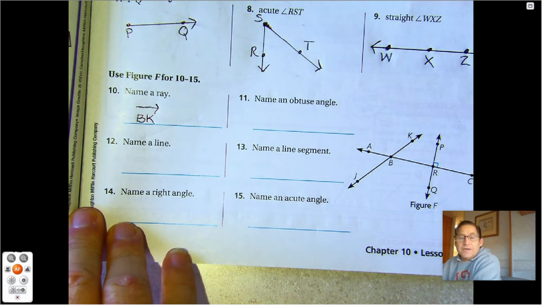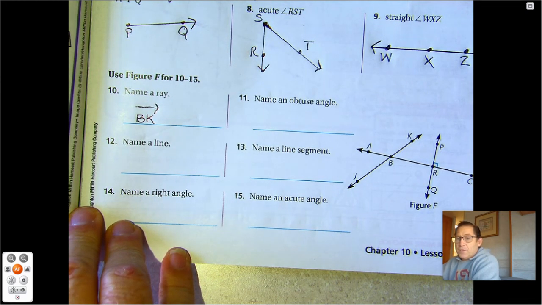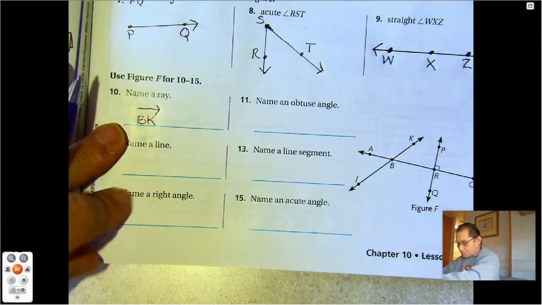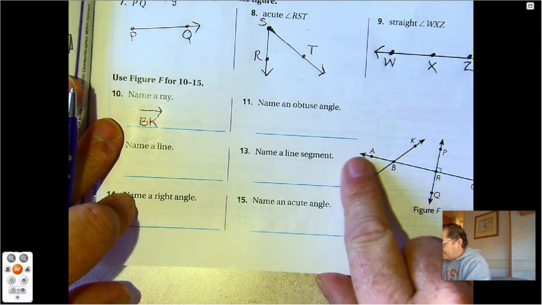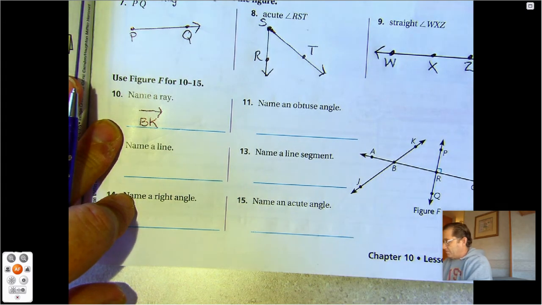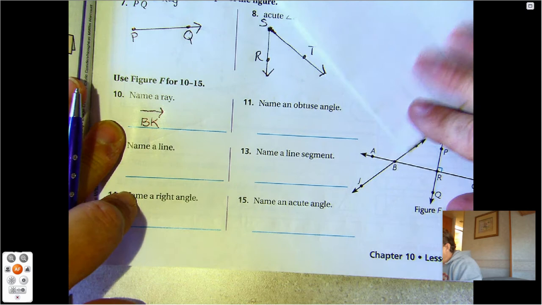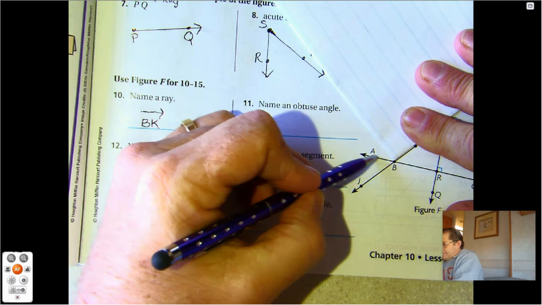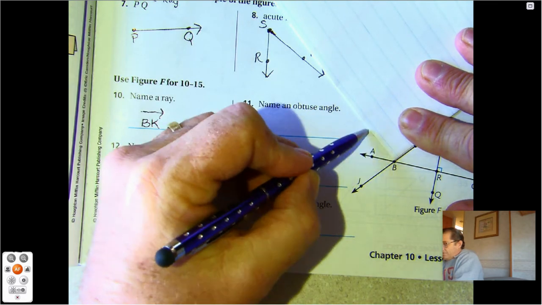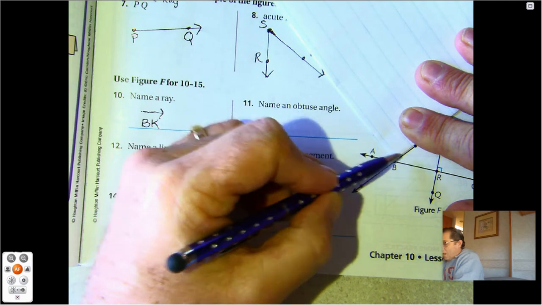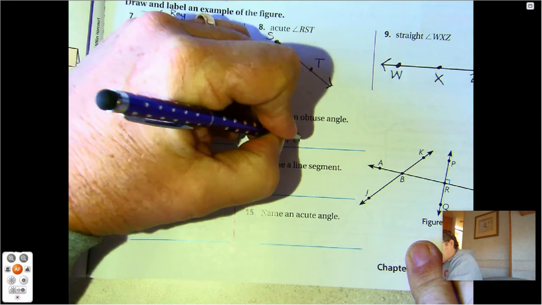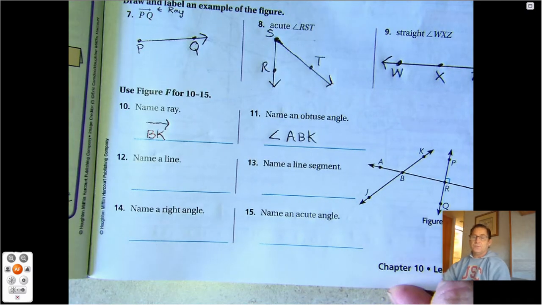Number 11. Name an obtuse angle. So we want something that's open wider than a right angle. Well, I'm thinking this one right here is an obtuse angle. If I put the corner of the paper there, you notice that this line does not match up with the other edge of my right angle. So this is open wider. So I'm going to say angle ABK is an obtuse angle.